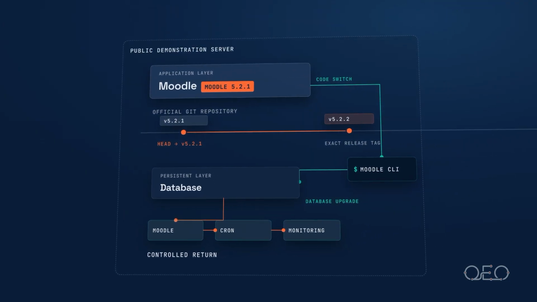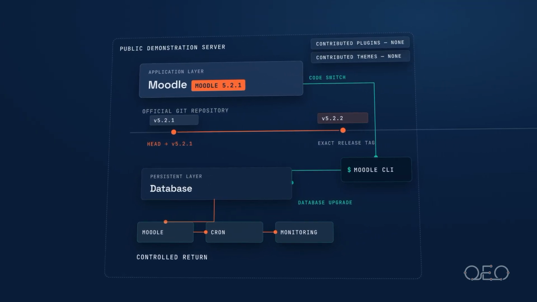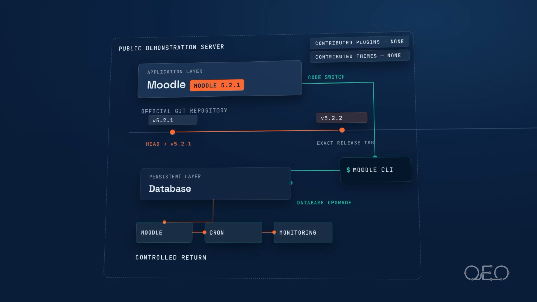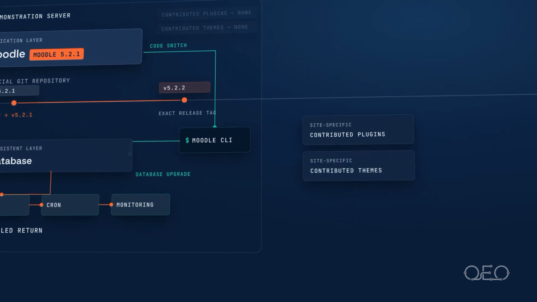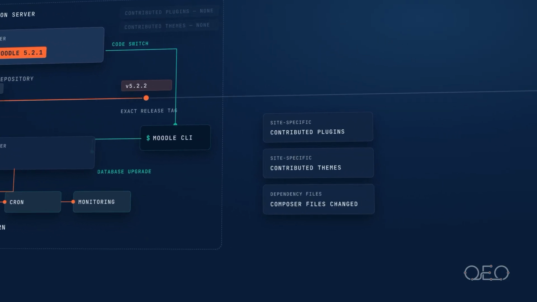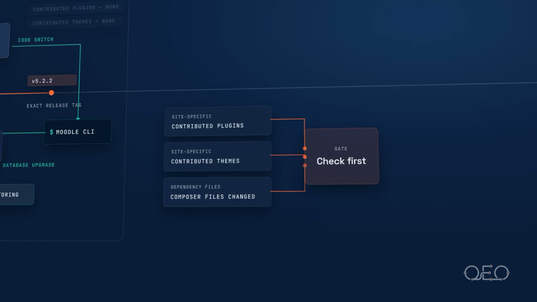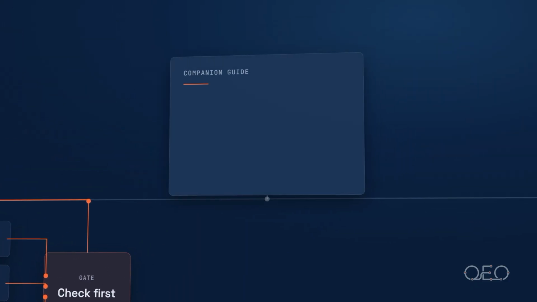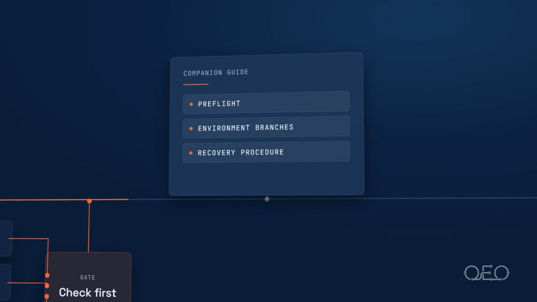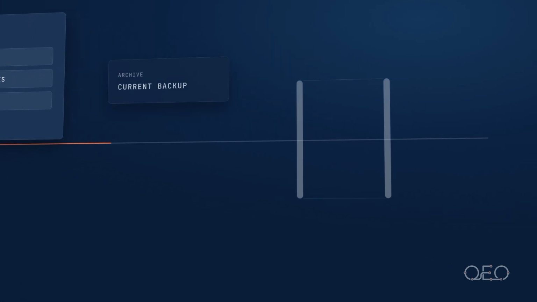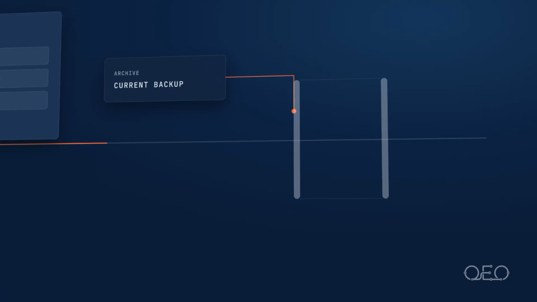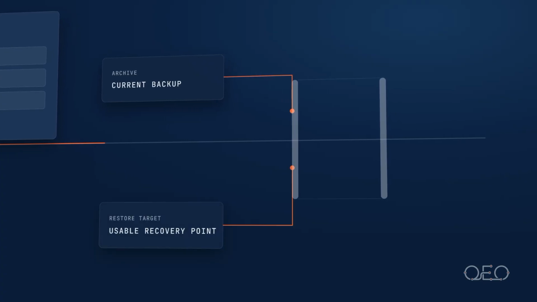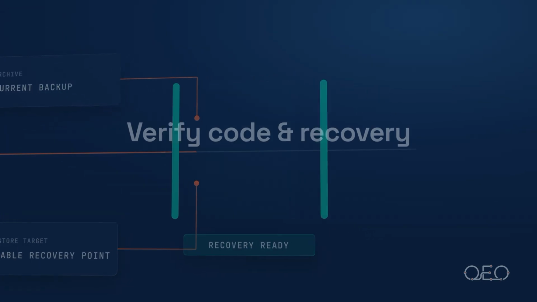This is a public demonstration server with no contributed plugins or themes. If your site has either, or if your composer files changed, complete those checks before following the update path. You can find the complete preflight environment branches and recovery procedure in the companion guide. Most importantly, don't begin without a current backup and a recovery point you can actually use. Now, let's get to work.